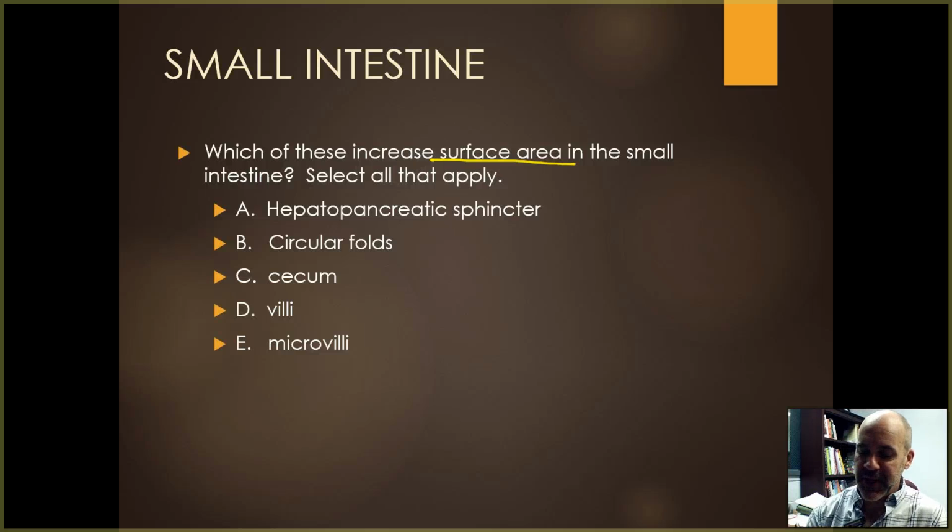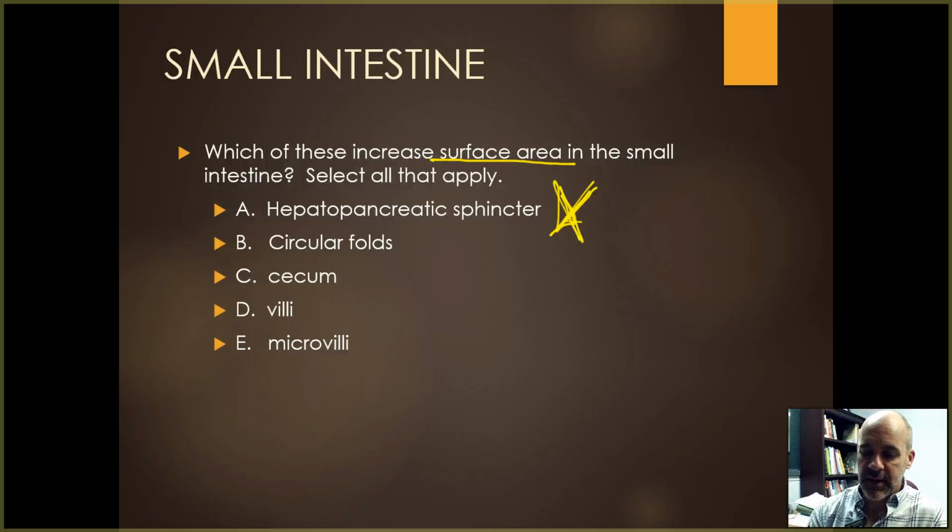All right, the hepatopancreatic sphincter. No, hopefully that doesn't really have anything to do with surface area. That is a sphincter, a little tiny ring-type muscle that opens and closes the opening that's allowing bile to come in from the common bile duct and all those wonderful pancreatic enzymes that are coming in from the pancreatic duct. So that's certainly very important for digestion, but it's not involved in surface area.